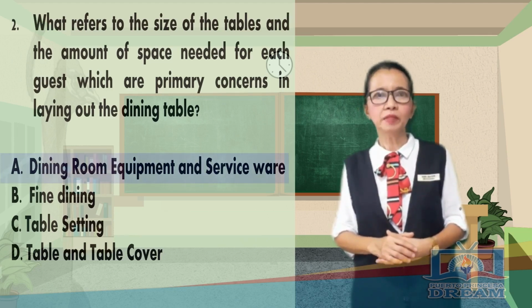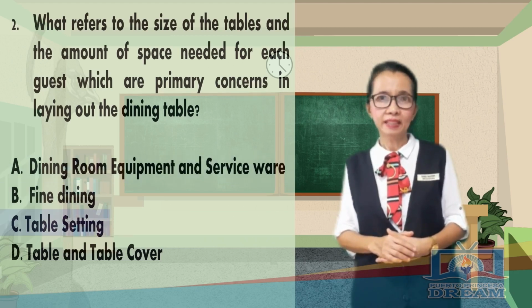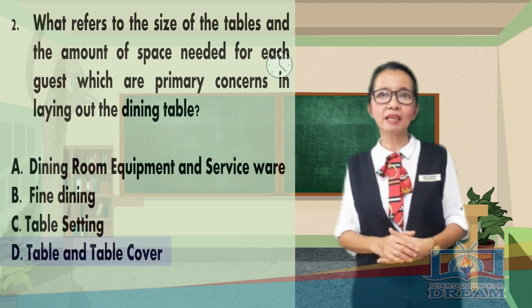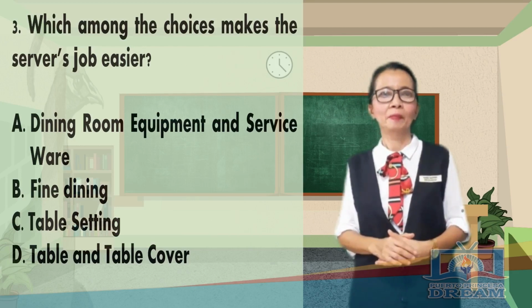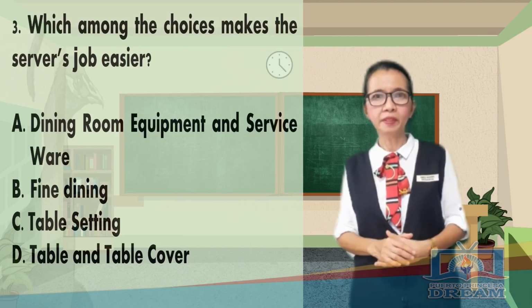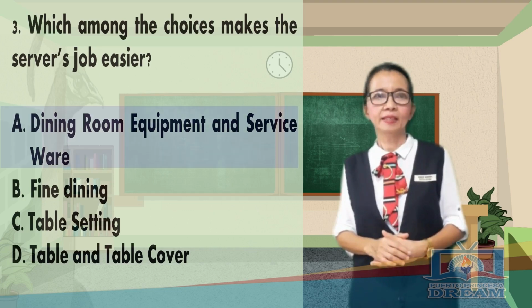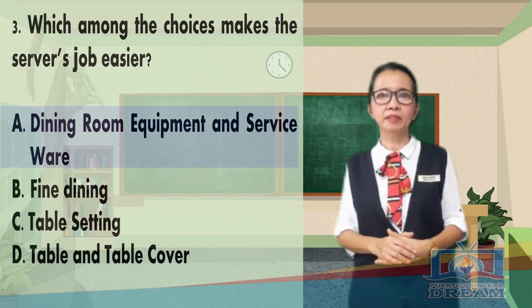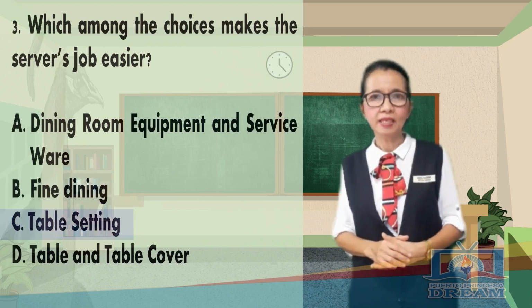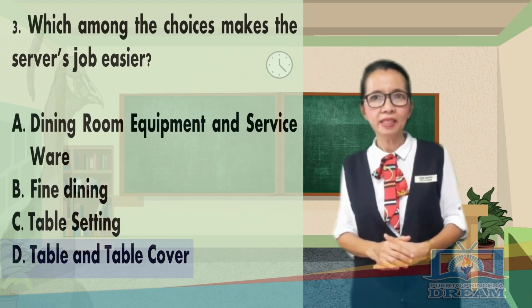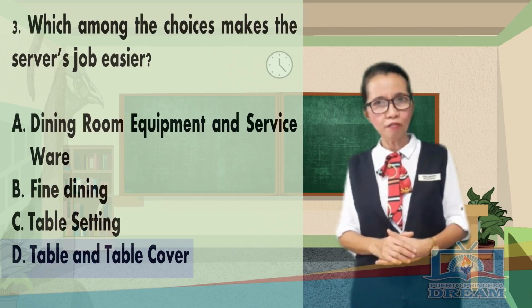A. Dining room equipment and serviceware. B. Fine dining. C. Table setting. D. Table and table cover. Now, let's proceed to question number 3. Which among the choices makes the server's job easier? A. Dining room equipment and serviceware. B. Fine dining. C. Table setting. D. Table and table cover.